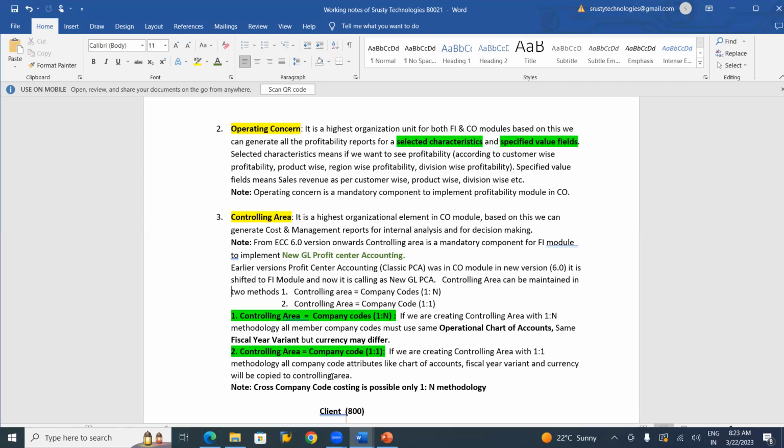In the sense, your company code currency is considered as your local currency. And one more currency we call a group currency. What do you mean by group currency? In the sense, at the international market level, we need to generate some reports. We will do some imports and exports.